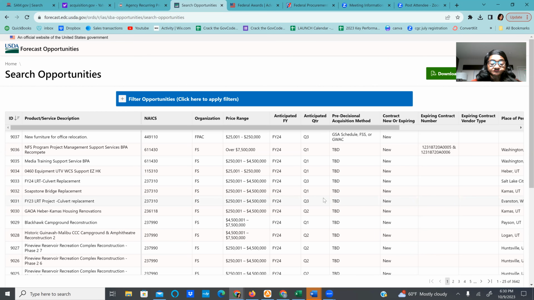It's going to tell me fiscal year 2024, quarter 1. Well, I'm going to look for all the ones that are going to be in quarter 1. I'm going to look for the ones that are $25,000 to $250,000. That's my sweet spot. This is where the government contracting officer can choose to award that contract to me without any bidding if I am a good source.